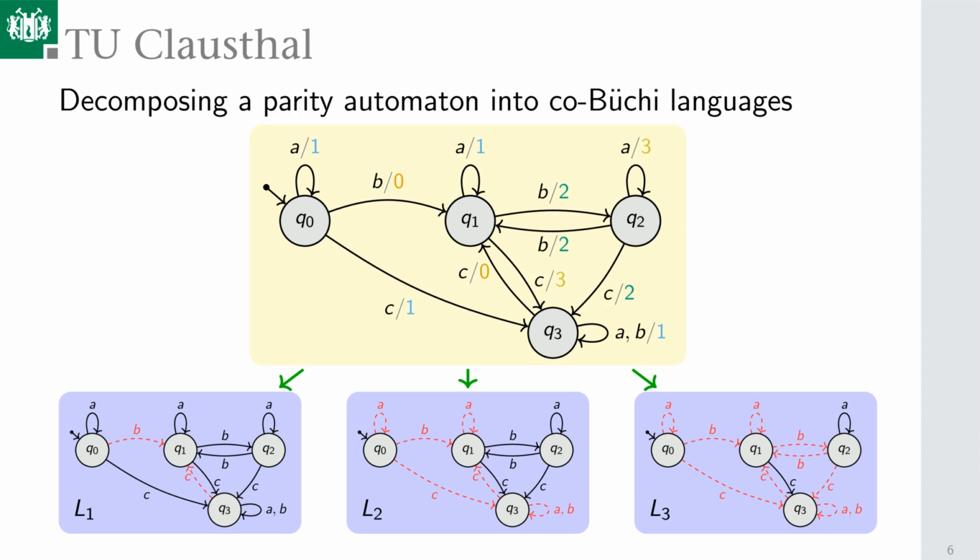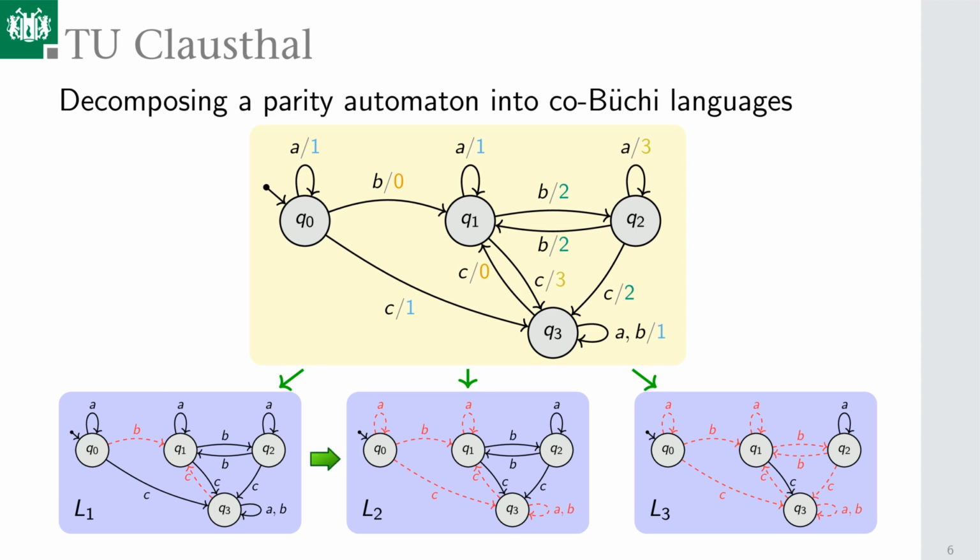For instance, if the color of a word is at least 1, then transitions with color 0 must only be visited finitely often along a run of the parity automaton. So we can obtain a deterministic co-Büchi automaton for L1 by taking the parity automaton and making exactly those transitions accepting that have a color of at least 1. And implementing this idea yields this automaton here. It has 2 rejecting transitions because in the parity automaton there are 2 transitions with color 0.